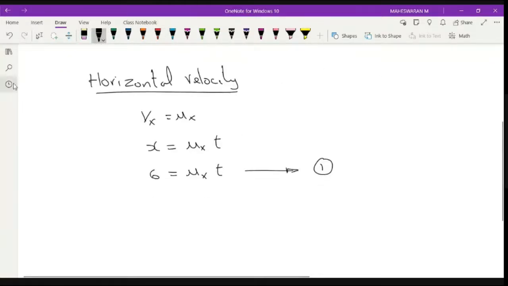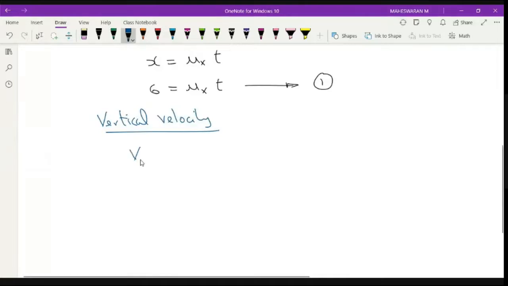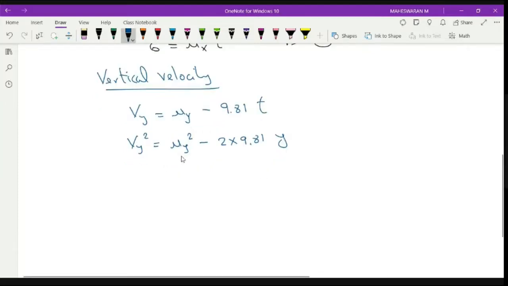The next one is vertical velocity. When I consider vertical velocity, Vy is equal to Uy minus 9.81 T. This is my first equation. In this, I can't apply any of this because all are unknown data, so let me have it like that. Next, Vy square is equal to Uy square minus 2 into 9.81 Y. Here also I don't know the values, so only two values I don't know.